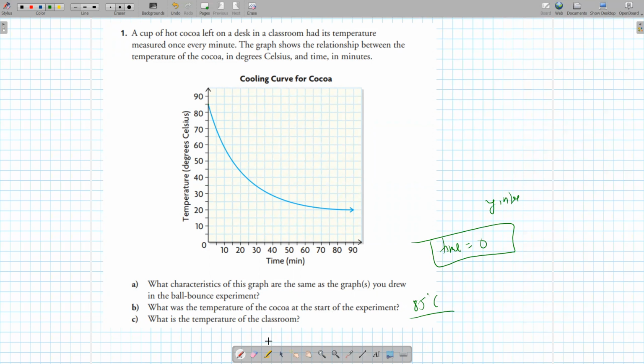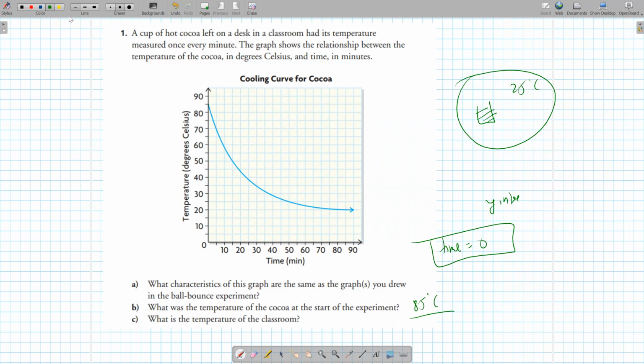Part C, what is the temperature of the classroom? And for that one, you kind of have to think. It is given from the graph. The temperature of the drink will not get colder than the temperature of the classroom, yeah? It would make no sense if it's a hot drink, it's not even a cold drink. It's a hot drink. Let's say the temperature of the class is 25. There is no way this drink cools down lesser than 25, yeah?